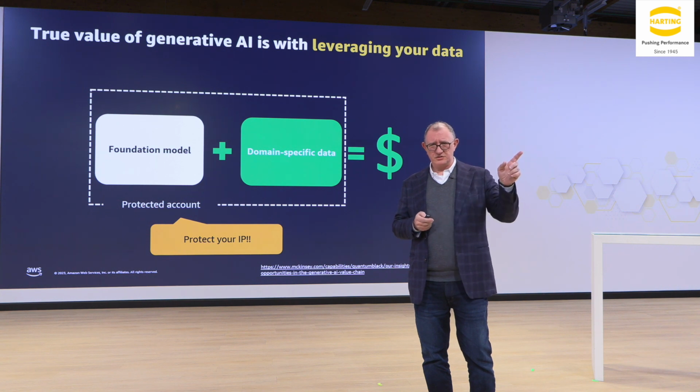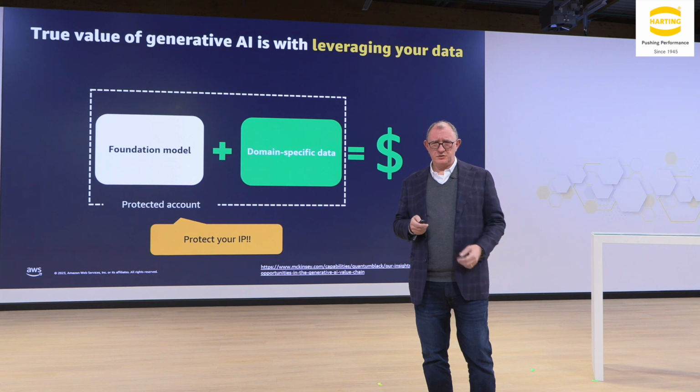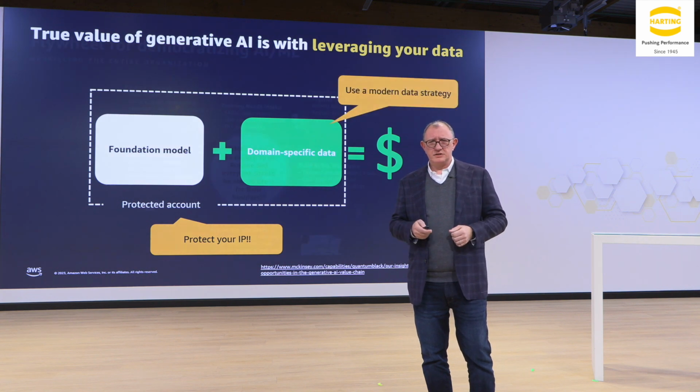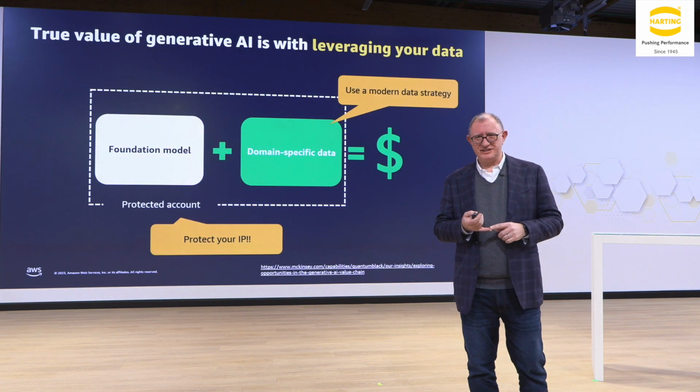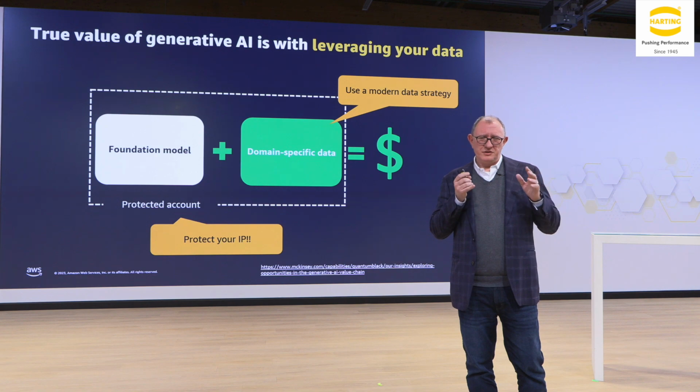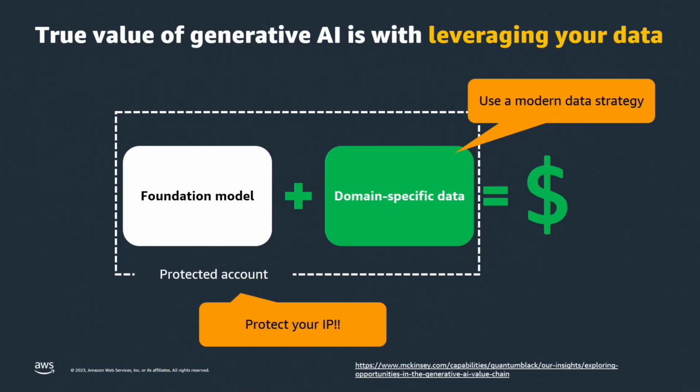Don't just send things off into a public chatbot. Make sure you understand the structure of protecting your intellectual property. The second thing is to use a modern data strategy. If the value is your data, make sure that your data can be accessed in the best way possible. If you're interested in those things and want to understand how AWS can help, give me a call.